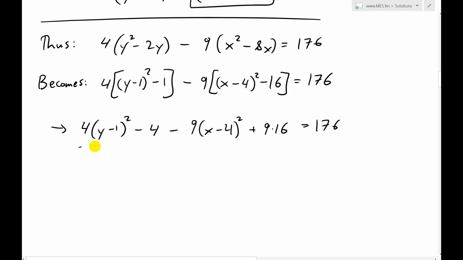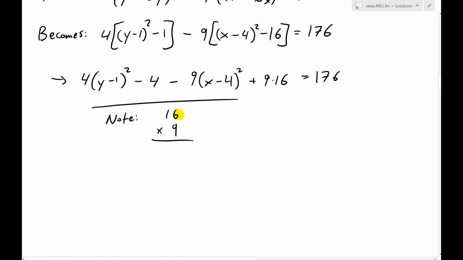And I'll just do a note right here. Note right here, 9 times 16. Let's just do that right here manually. So 9 times 16. 9 times 6 is going to be, that's actually 54, because 9 times 9 is 81. 9 times 8 is 72. 9 times 7 is 63.